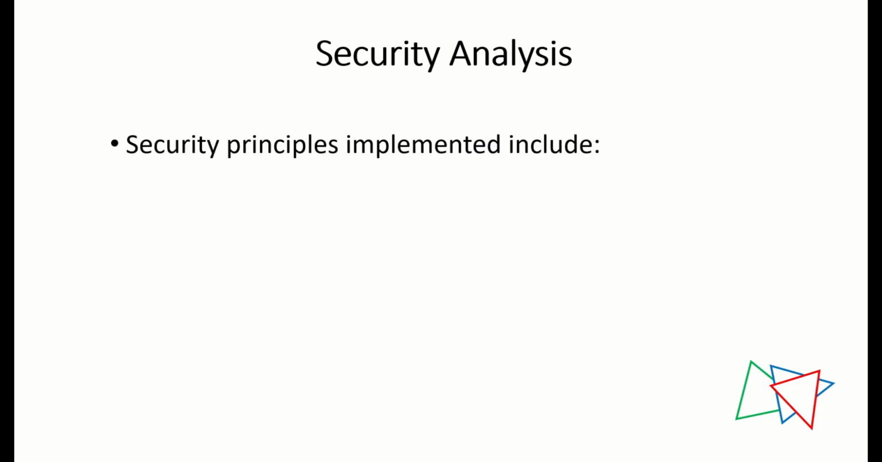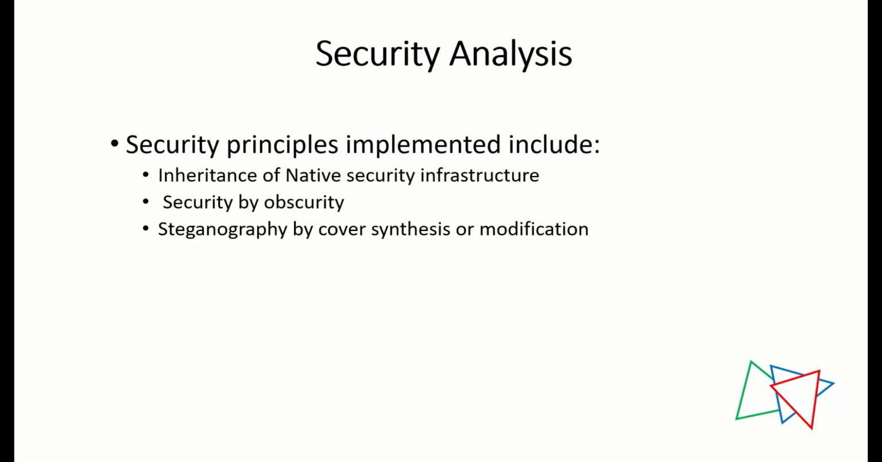In this slide, we'll discuss the security analysis of the VPBC protocol. There are a number of robust strongholds this architecture possesses that shield it from successful attacks. The security principles implemented include inheritance of native security infrastructure from existing blockchain architectures, security by obscurity via secret sharing, and steganography by cover synthesis or modification via information dispersal.